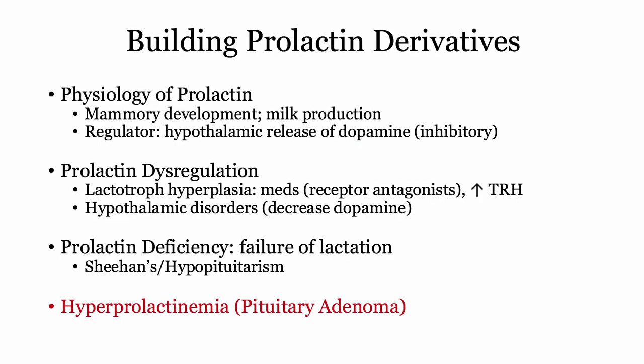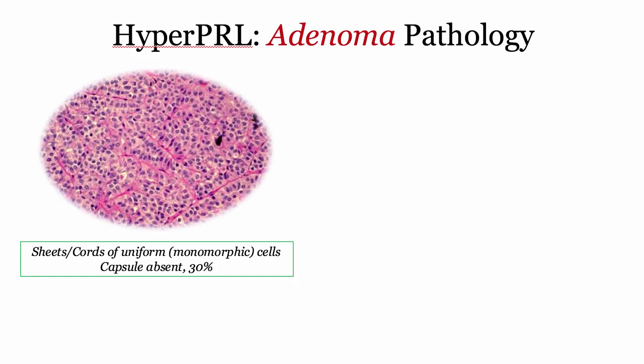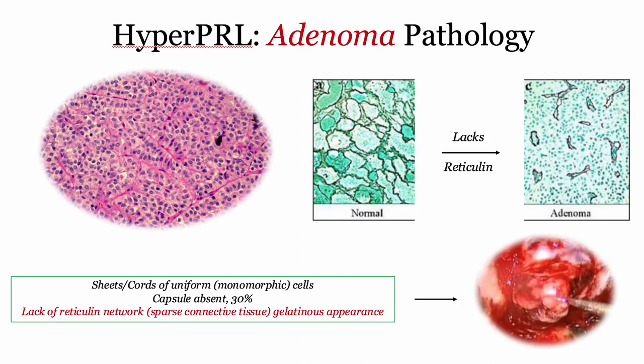Alright, let's finish this up by looking at the other common cause of hyperprolactinemia, that being the pituitary adenoma. Let's start with the pathology, and although we are talking about a prolactin-secreting adenoma, the pathology applies to all adenomas. They will be described by sheets or cords of uniform or monomorphic cells. Since they may or may not be encapsulated, they won't bug you with this detail. But here is the adenoma money.